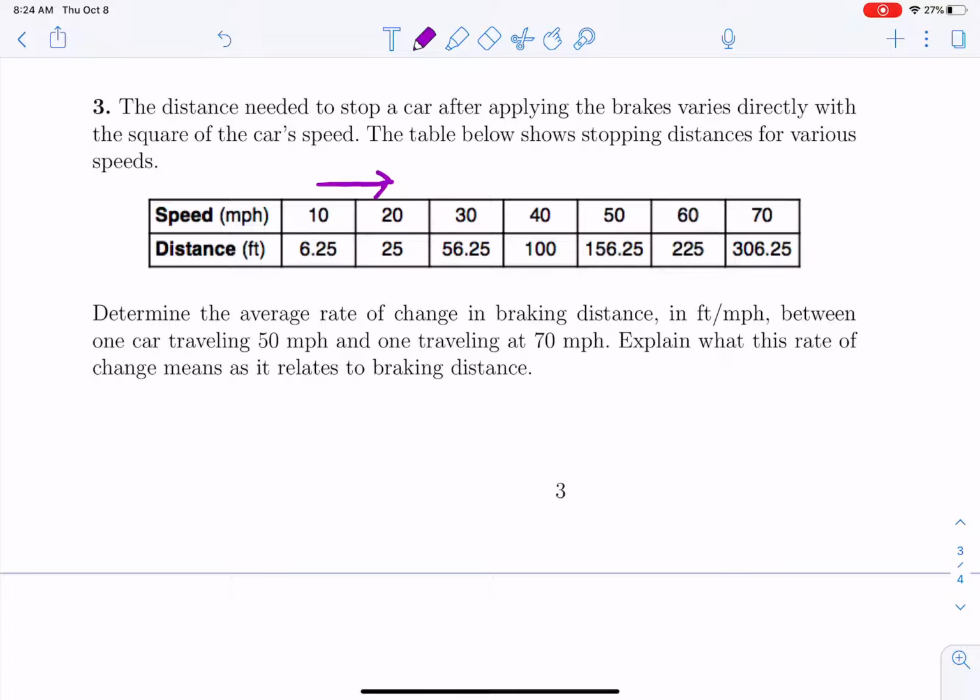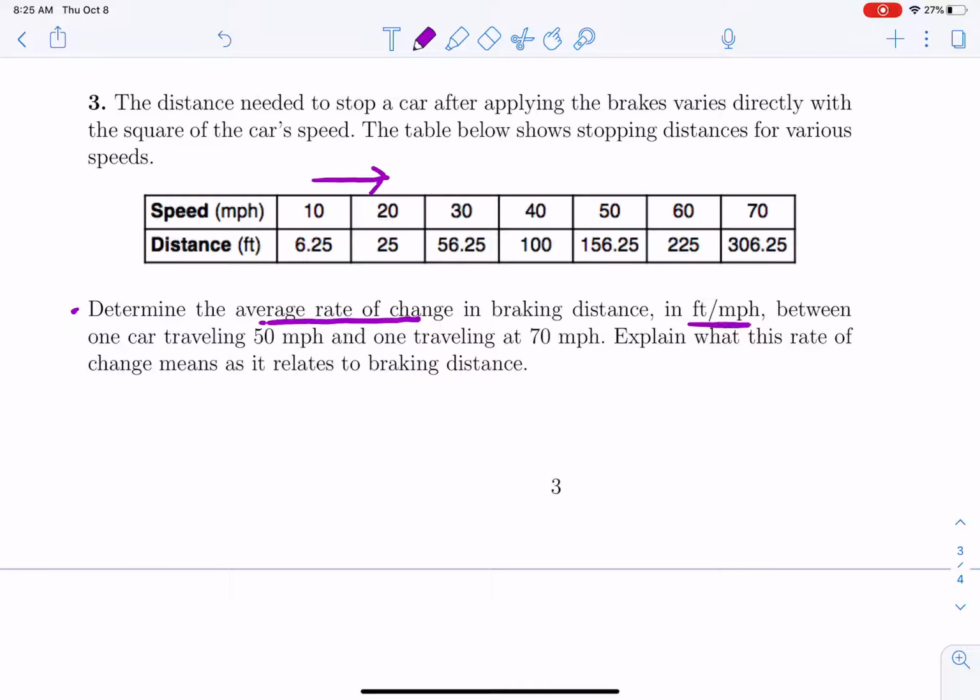If you're going 30 miles per hour, the distance it takes for your car to stop is about 56 feet. But if you're going just 10 more miles per hour above that, so 40 miles an hour, it takes 100 feet for your car to stop. What we're interested in is to determine the average rate of change in braking distance in feet per mile per hour, kind of a crazy unit, but that's all right, between one car traveling 50 miles per hour and one traveling 70 miles per hour, and explain what this rate of change means as it relates to braking distance.